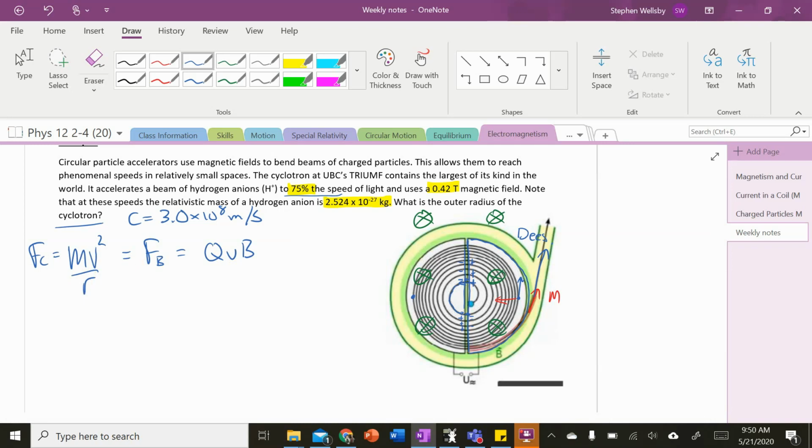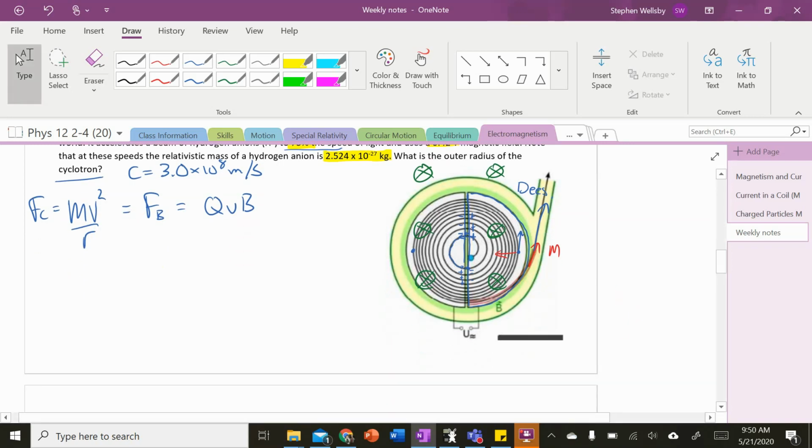All right, so if you're back, I'm assuming you have tried this out for yourself. So let's solve this problem here. What we have here is mv squared over r equals qvB. You'll notice we can cancel out one of the v's. We're trying to find the radius in this case. So if we rearrange for radius, we're going to have r equals mv divided by qB.